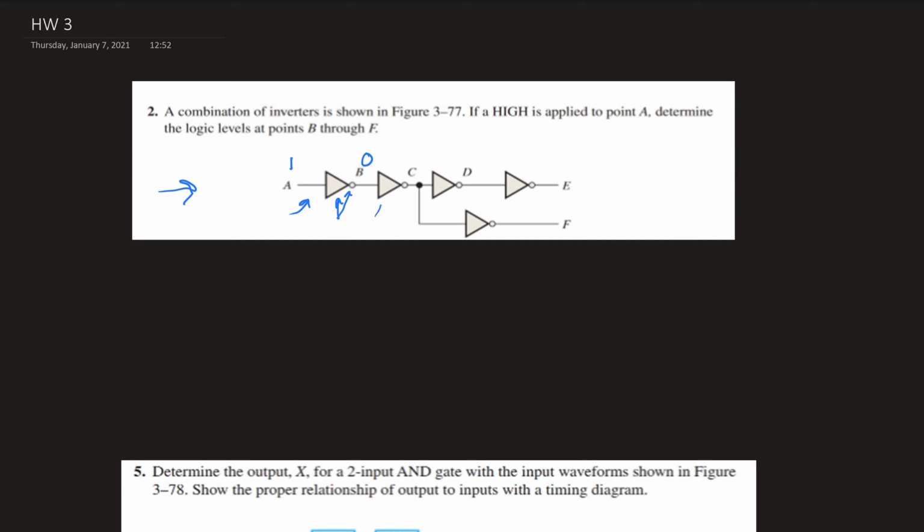Now the next inverter has a 0 coming in, and so it's going to get inverted and turned to a 1 at C. Over here, this is going to go to a 0 because it has a 1 coming in and it's an inverter. And finally, our value of E is going to be a 1 because that gets inverted. Down here, we have a 1 coming in here, and so that gets inverted, and we have a 0 there. And so that's it. But like I said, it makes these problems much easier if you just write on the actual circuit what the values are.